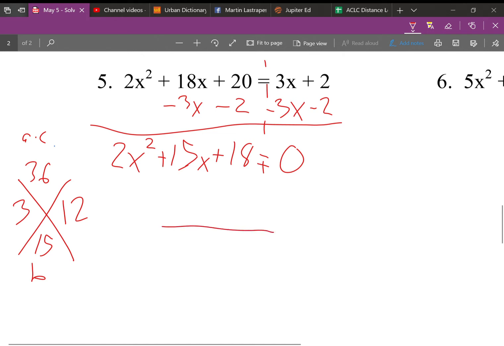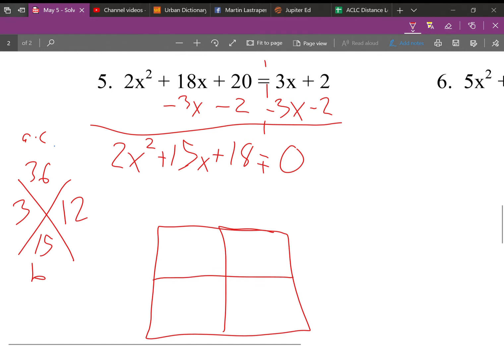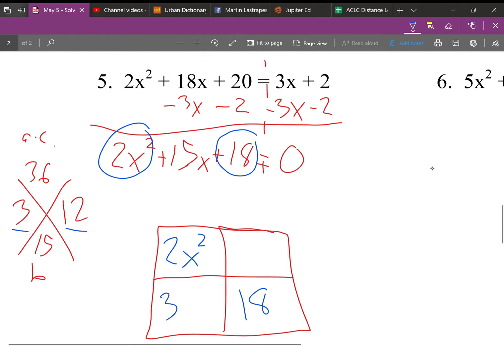Now we're ready to put them into our box. And we want to make sure we put everything in the right place. So from the new equation, the 2x squared goes on the top left. The number by itself, positive 18, goes on the bottom right. And then the 3 and 12 become 3x and 12x. And so what do we need to do? We need to figure out the outside. So we start with the first quadrant.